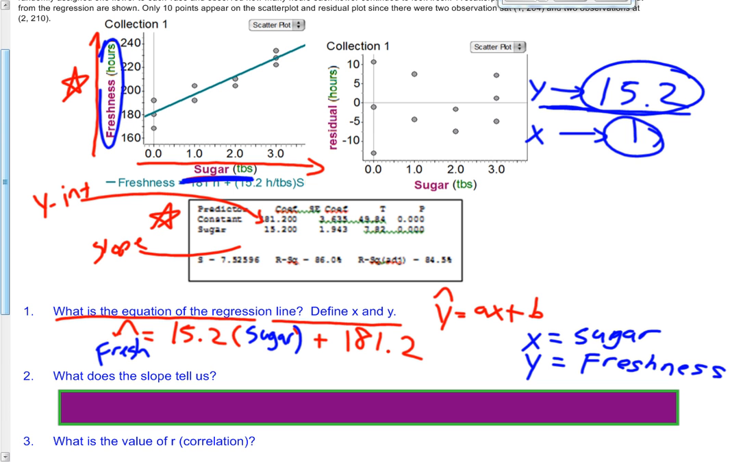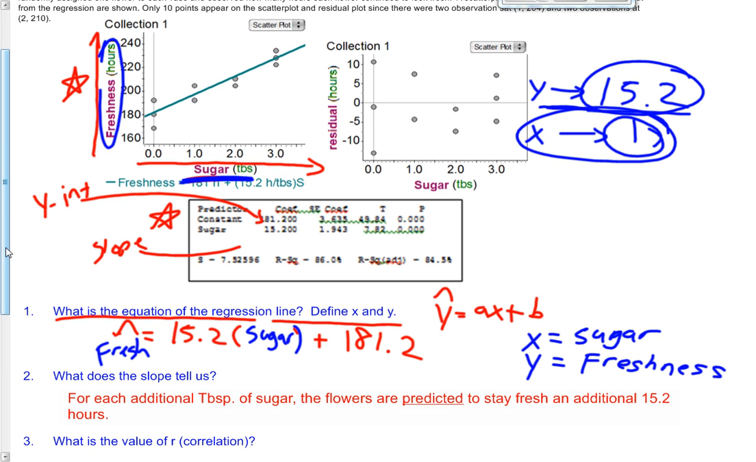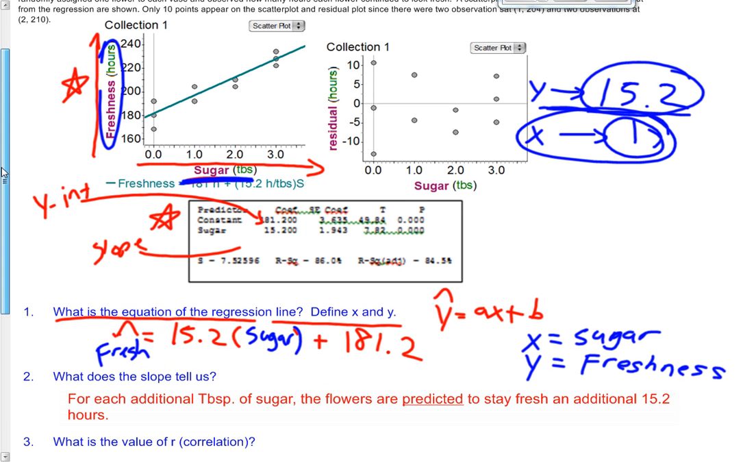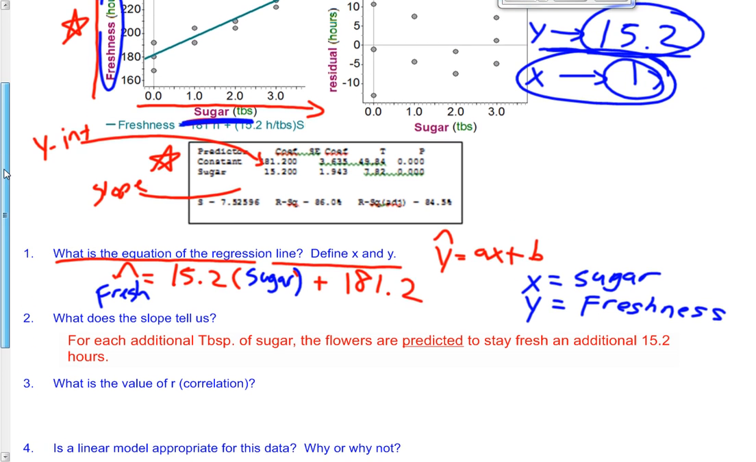So we would say something like this. For each additional tablespoon of sugar that's added, for each additional x, we would predict, you've got to have that word predict in there, we would predict that the freshness of the flowers would increase 15.2 hours. So something like what I have here for number 2. For each additional tablespoon of sugar, the flowers are predicted to stay fresh for an additional 15.2 hours. As x increases 1, y increases the value of the slope, which in this case is 15.2.